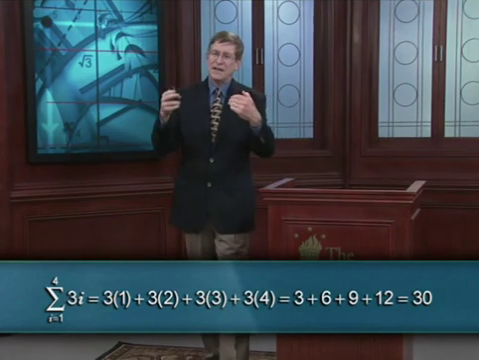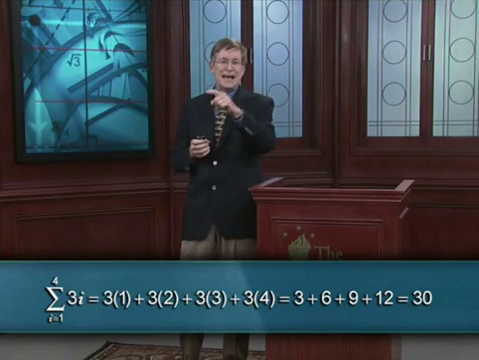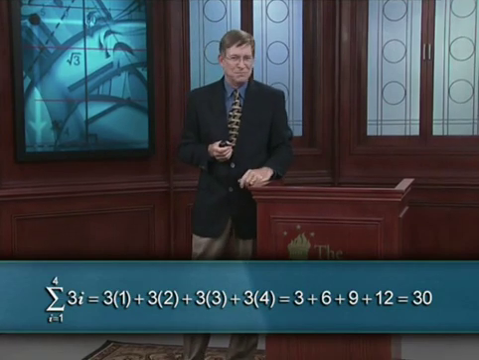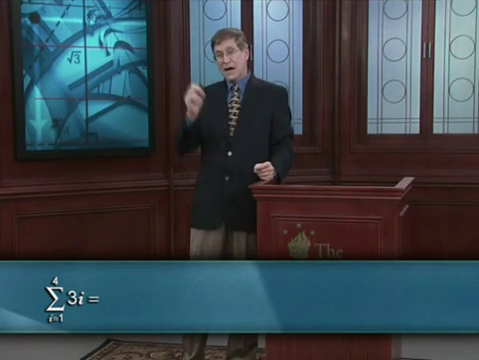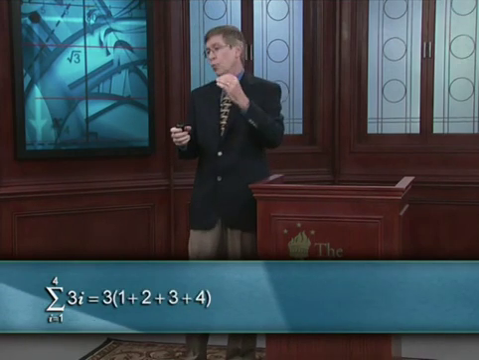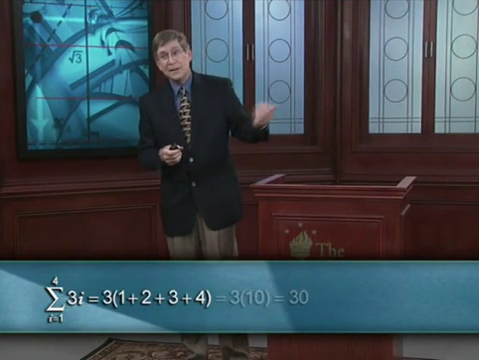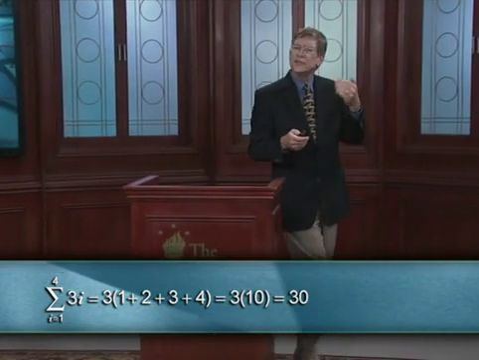Now, these summations have properties. One of the most obvious properties is I could factor that 3 outside the summation symbol. Watch what happens when I do that. Now it's 3 times the summation of i. But i goes from 1 to 4 again. So it's 3 times the following sum, 1 plus 2 plus 3 plus 4. And that again is 3 times 10 or 30. So the summation symbol's not too hard. Just keep in mind that it's a compact way of writing a summation.